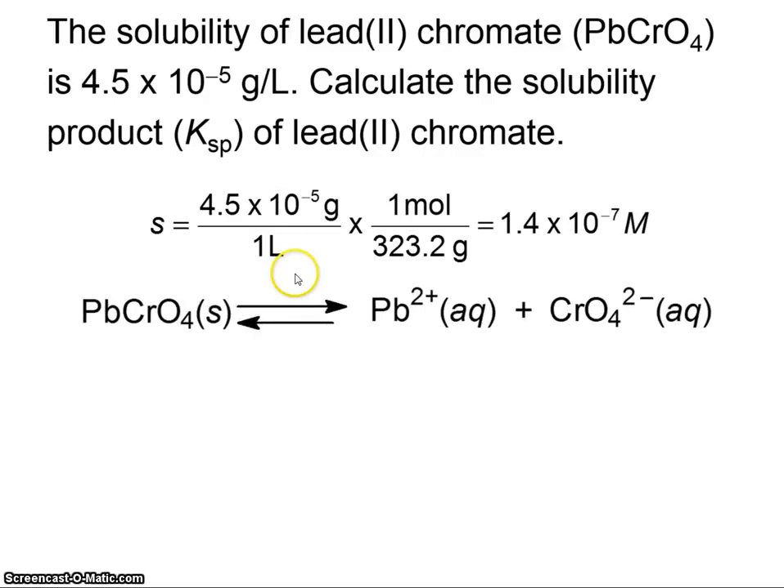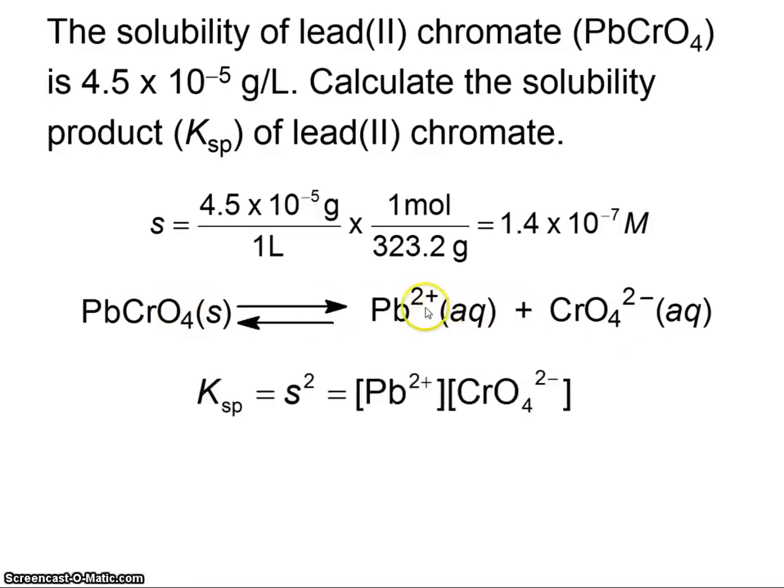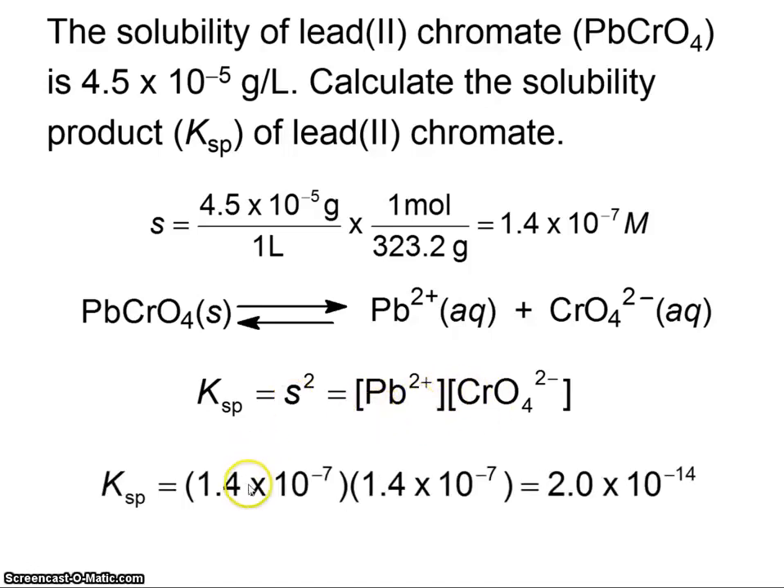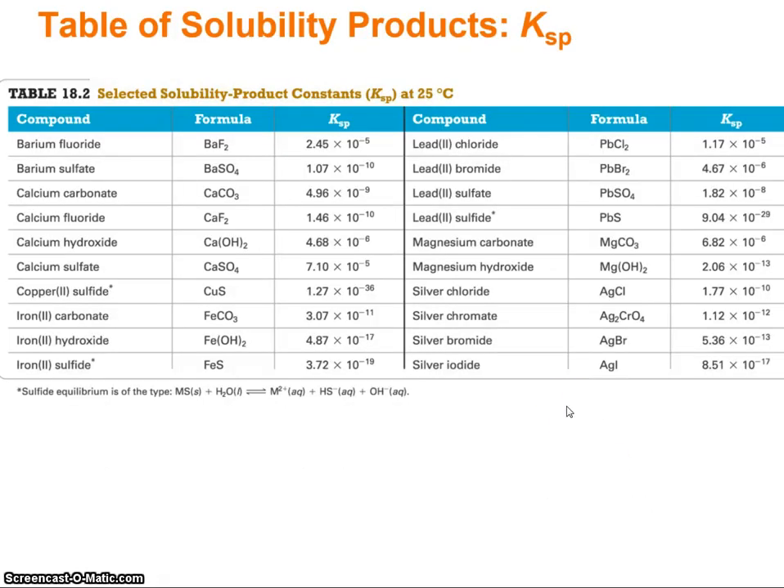Then I can use my balanced chemical equation. KSP is going to be S squared, because that's the concentration of each of these two ions. To find K, I just plug in my equilibrium value. This solubility is my equilibrium value. Plug it into my expression for K and solve, right? Just like you would do for any other equilibrium problem where you're given the equilibrium concentration, so you can calculate K.